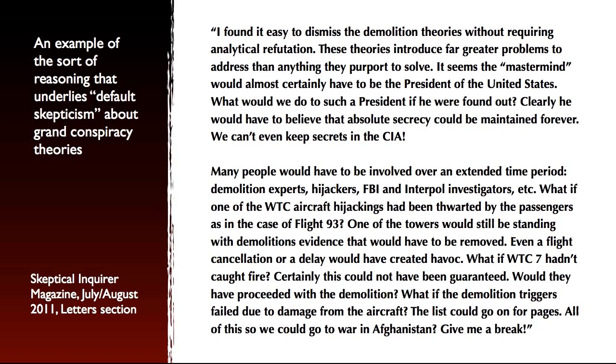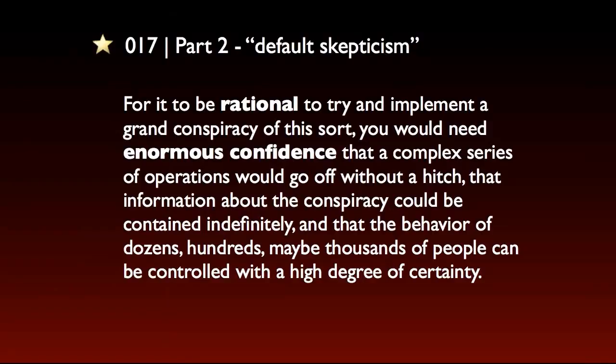So the premise that underwrites this line of reasoning is a very general one. It's not specific to 9/11 theories. The idea is this: for it to be rational to try and implement a grand conspiracy of this sort, you would need enormous confidence that a complex series of operations would go off without a hitch, that information about the conspiracy could be contained indefinitely, and that the behavior of dozens, hundreds, maybe thousands of people can be controlled with a high degree of certainty.